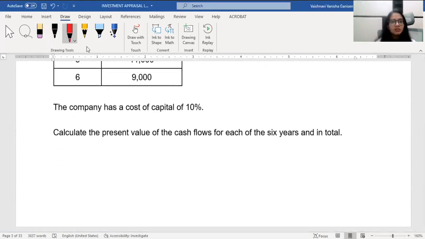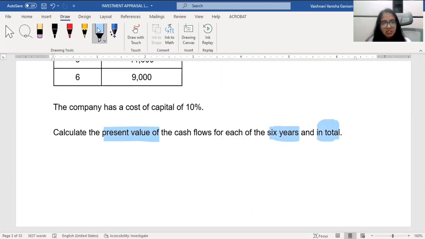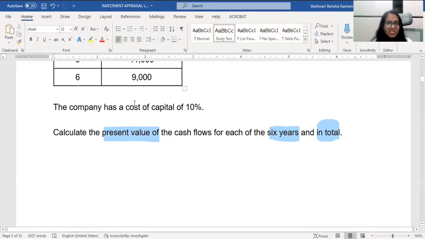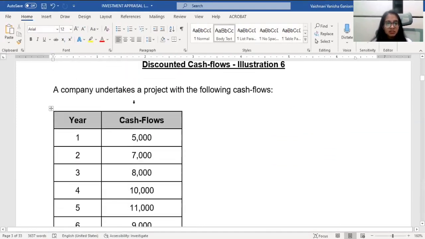What is the requirement by the examiner? The examiner asks you to calculate the present value of cash flows for each of these 6 years and in total. That means you calculate the present value for every single year, and following that you calculate the total present value for these 6 years. Let's see what other information was given to you.